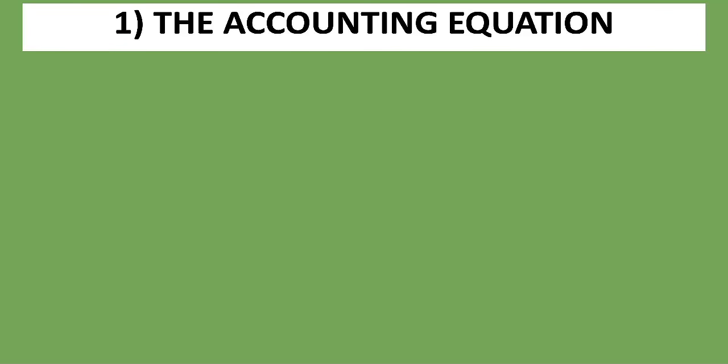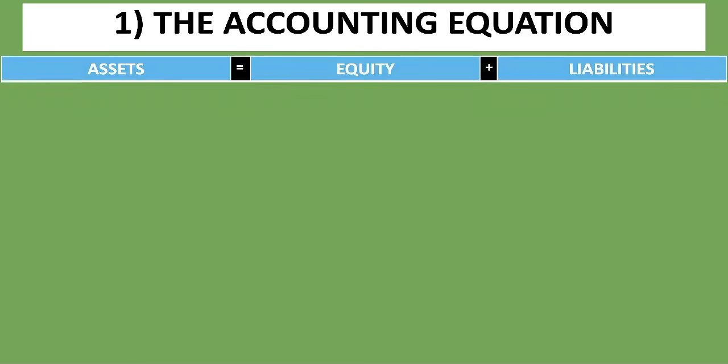Part 1, the accounting equation. What is the accounting equation? Well, the accounting equation is assets equals equity plus liabilities. And that's a simple formula. And I'm sure when you think of the accounting equation, you already know what the equation is. But do you know how to apply the equation well?